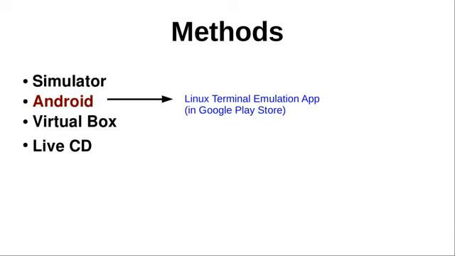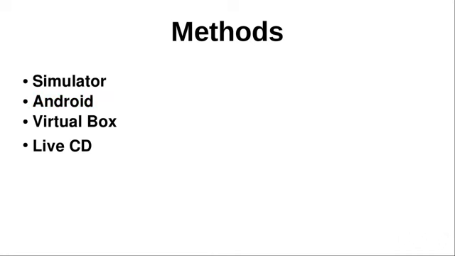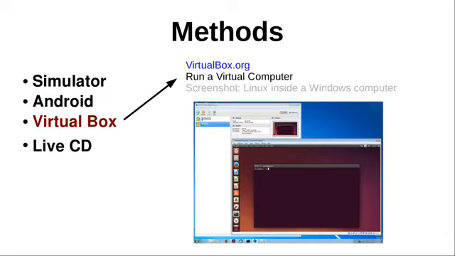The third way to get access to Linux is using a program called VirtualBox. VirtualBox allows you to run a virtual computer on your computer. To run VirtualBox, you need a desktop computer.